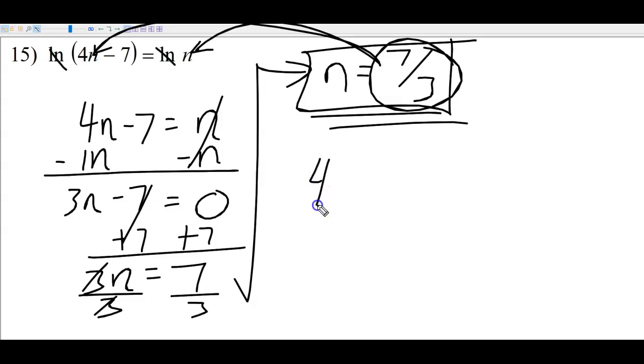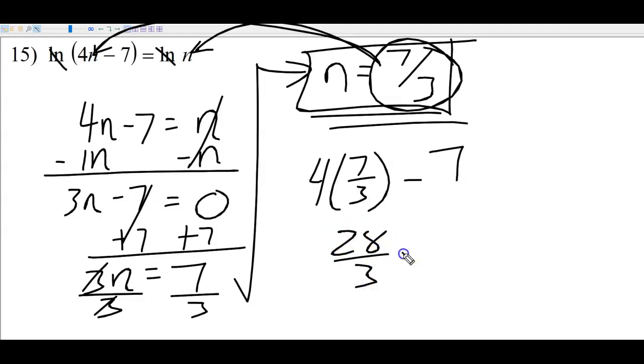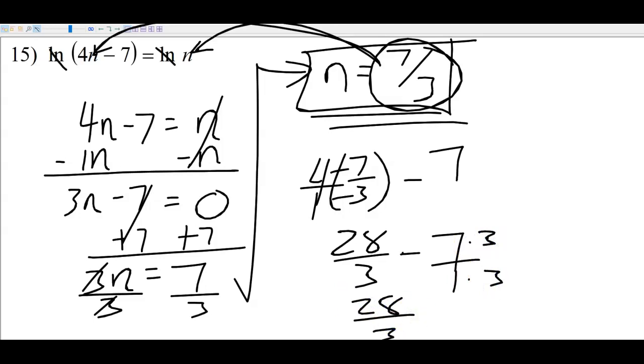Well, let's see. So 4 times 7/3 minus 7. That's going to give me 28/3. If you multiply that fraction by 4, think of that as 4 over 1. 4 times 7 is 28. 1 times 3 is 3. We need a common denominator here, so I'm going to put that 7 over 1 and multiply the top and the bottom by 3. You could also be doing this, by the way, on a calculator. It's fine. But anyway, I get 21 over 3. And then 28 take away 21 is 7 over 3.